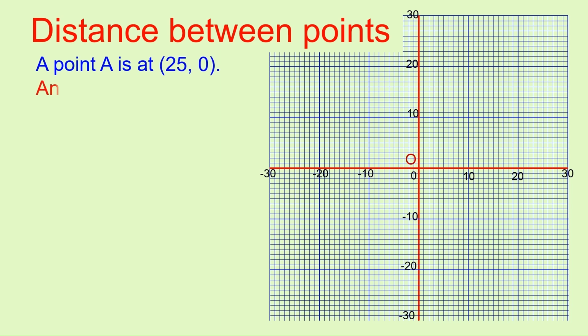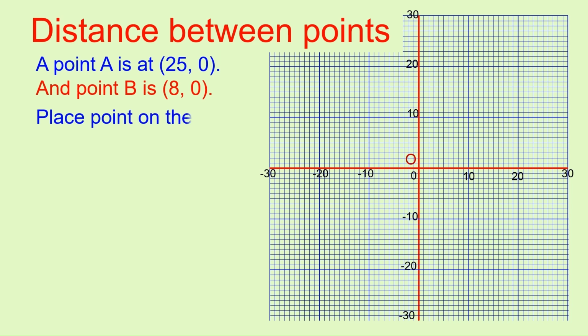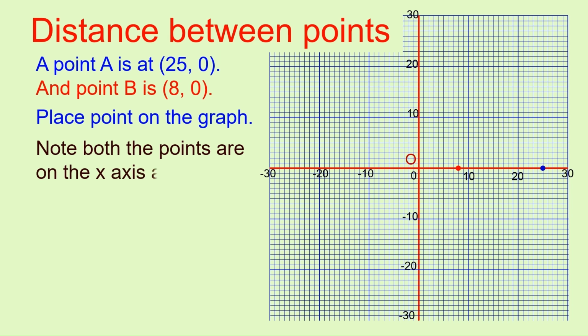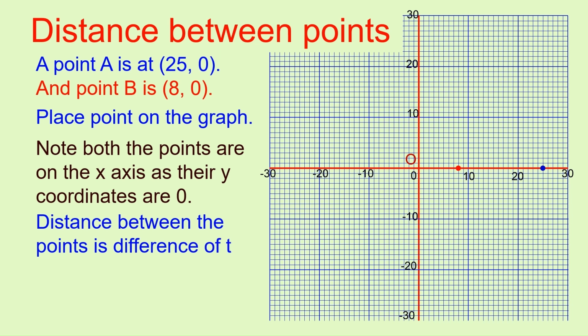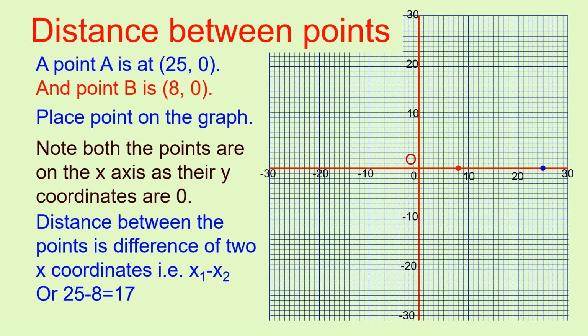Distance between 2 points. A point A is at 25, 0. And point B is 8, 0. Place point on the graph. Note both the points are on the x-axis as their y-coordinates are 0. Distance between the points is difference of two x-coordinates. That is x1 minus x2, or 25 minus 8 is equal to 17.